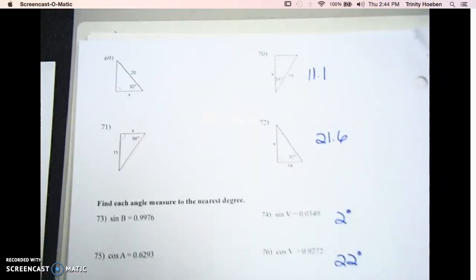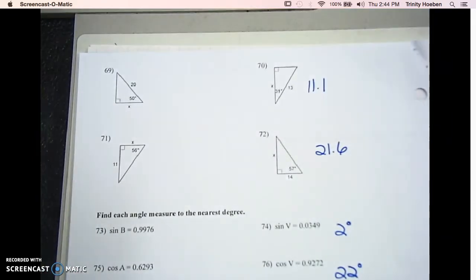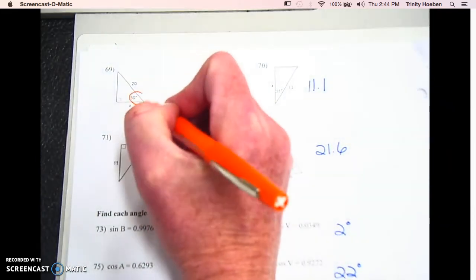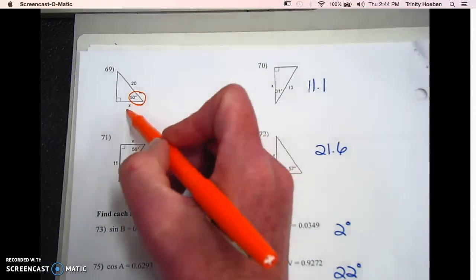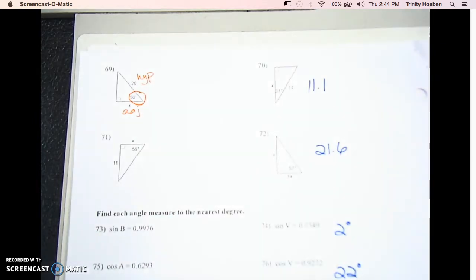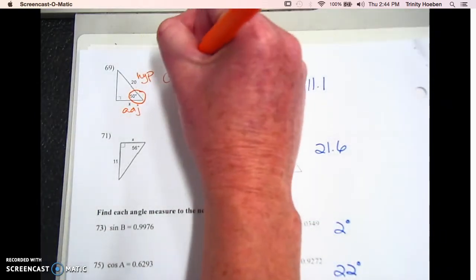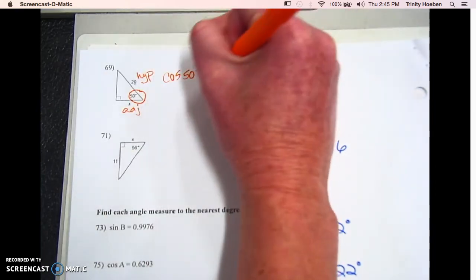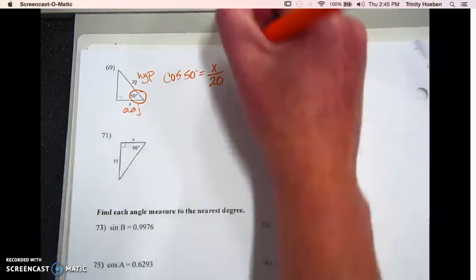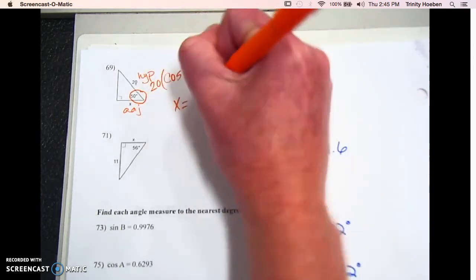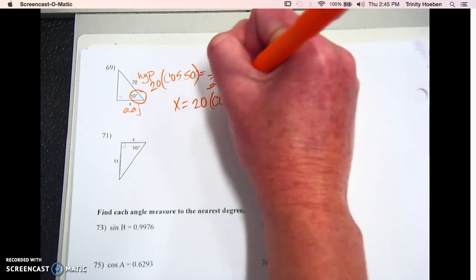And flip over to the last page, page 8. And up at the top, we're on number 69. So we're looking at this angle right here because that's the one that's labeled, and the 2 sides. So this is the adjacent. This is the hypotenuse. So cosine of 50 is going to be equal to the adjacent, which is x, over the hypotenuse, 20. Right now, x is being divided by 20, so we multiply by 20. Over here, they cancel, and we have x is equal to 20 times the cosine of 50.